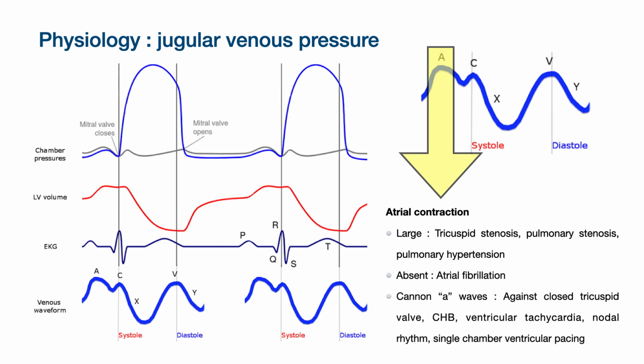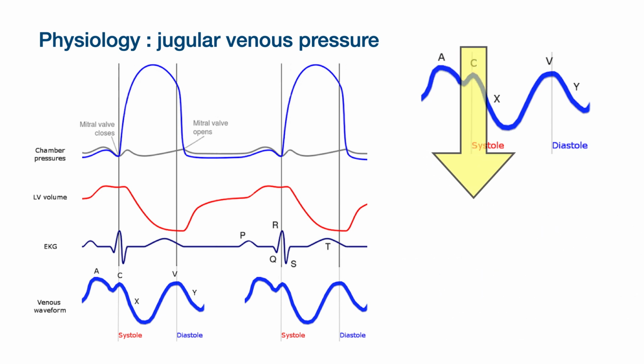Cannon A waves are caused by atrial contractions against a closed tricuspid valve. These are seen in complete heart block, ventricular tachycardia, ectopics, nodal rhythm, or single chamber ventricular pacing.